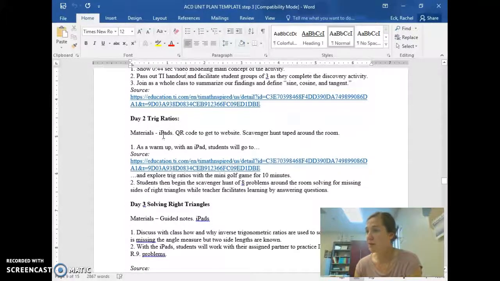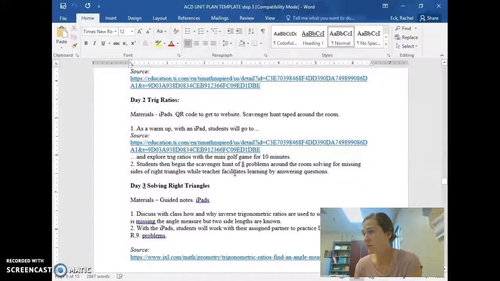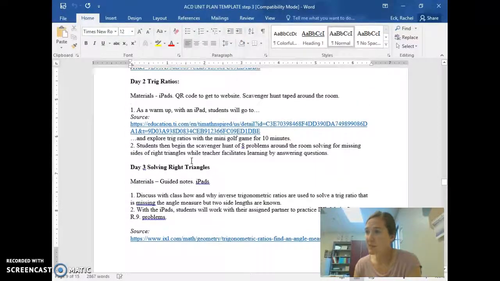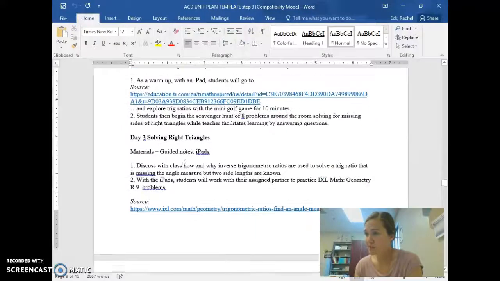Day 2, I'll have a QR code up and then a scavenger hunt taped around the room. With their iPads, they're going to scan that QR code. It's going to take them to this website, and it's a little mini golf game asking them questions about yesterday's findings. And then we're going to do 8 problems from the scavenger hunt around the room. So they'll solve a problem, and that answer is going to be on another card around the room. That's the next problem that they have to do. Day 3, we move on to solving right triangles.